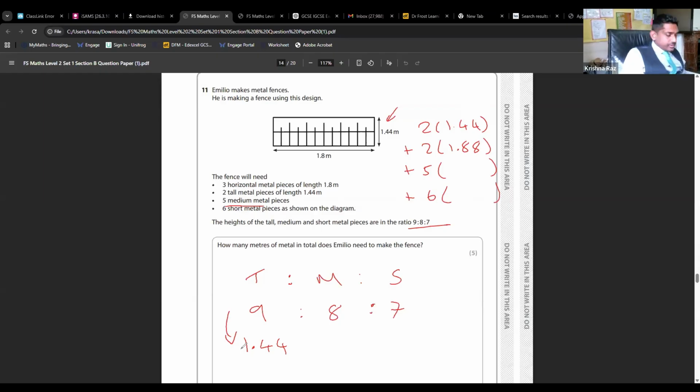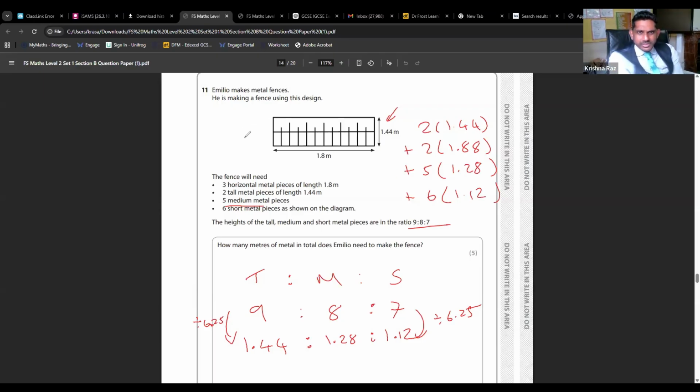So if we do 9 divided by 1.44, we get 6.25. So if we divide 8 by 6.25, we get 1.28. And if we divide 7 by 6.25, we get 1.12. So the short ones we had 6 of, the medium ones we have 5 of, and that's all the metal that we need for the fence. And then we just whack that in the calculator and see what we have.